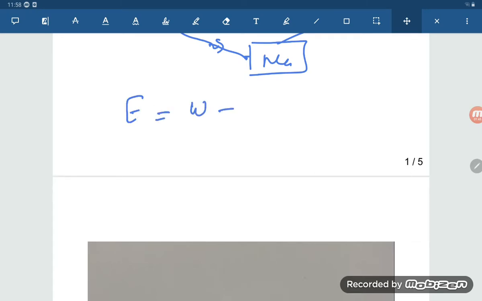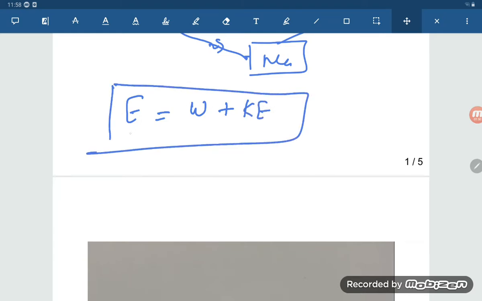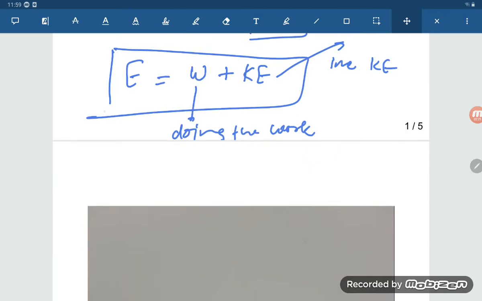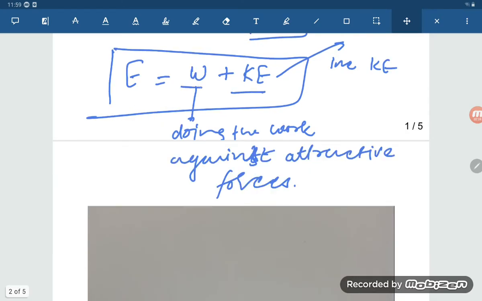E is equal to W plus kinetic energy, meaning the total energy of the photon is used for doing two things. First, increasing the kinetic energy of the electron, and secondly, doing work against the attractive forces, because the electron is bonded with the nucleus. K is given, and W we have to calculate.